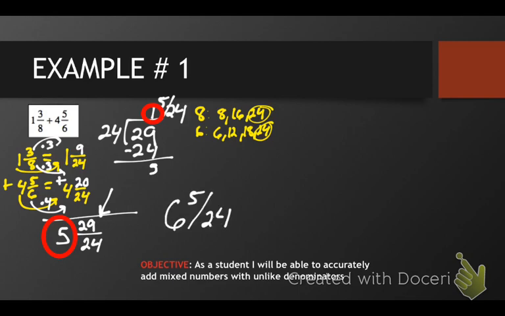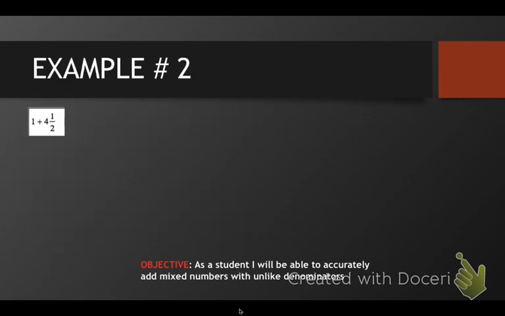And ladies and gentlemen, that right there is your answer. 6 and 5/24. Okay, we have 3 more examples to go. Let's get started. Okay, example number 2. We have 1, ooh, that's tricky, plus 4.5.